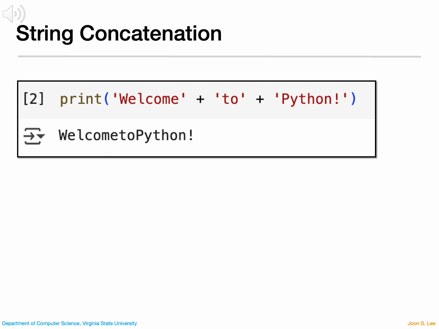Now let's look at something called string concatenation, which simply means joining strings together. In Python, the plus operator isn't just for numbers, it also works with strings. In this example, we're using the plus operator to combine three strings. Python glues them together exactly as written, without adding any spaces. That's why the output is welcomeToPython, all stuck together. By contrast, when items are separated with commas, as we saw in the previous slide, Python automatically inserts spaces between them. That's why the output in that case is welcome to Python, with spaces between the words.